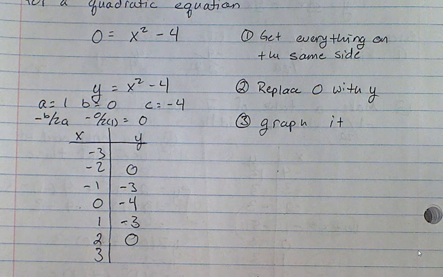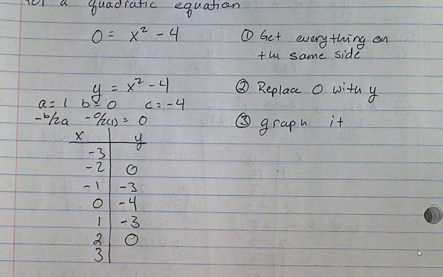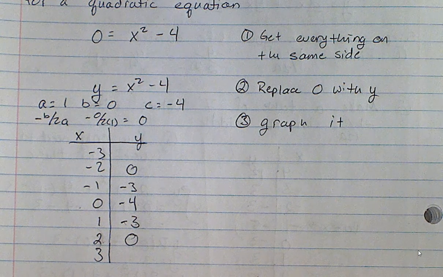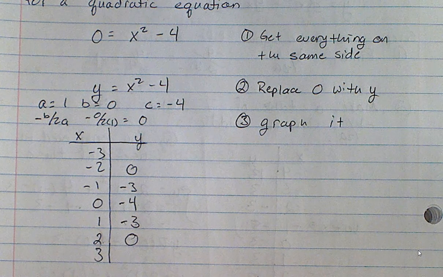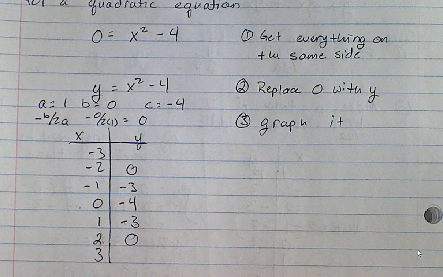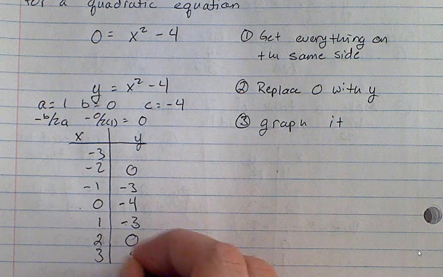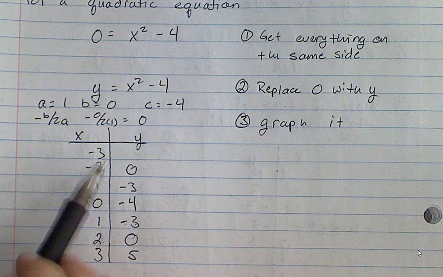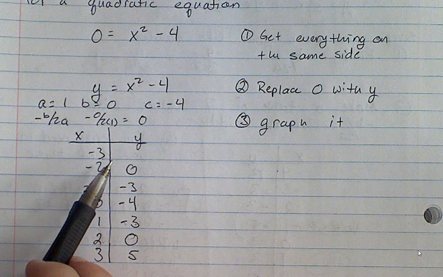John, if I put in 3, what's 3 squared minus 4? What's 3 squared? Don't say 6. 3 squared is 9. What's that minus 4? Good. So then this is 5. Now, do I need to put negative 3 in, or do you just already know what it is, John? 5. Okay.